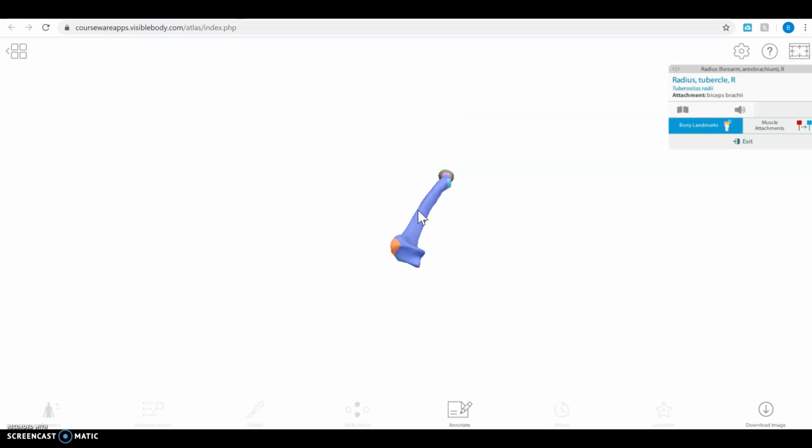let's see if I can turn it, right here, this is the ulnar notch of the radius. The ulnar notch of the radius is where the ulna actually sits and articulates with the radius. Since the radius is the lateral bone of the forearm, the ulnar notch is always going to be on the medial side, because the ulna is the medial bone of the forearm.